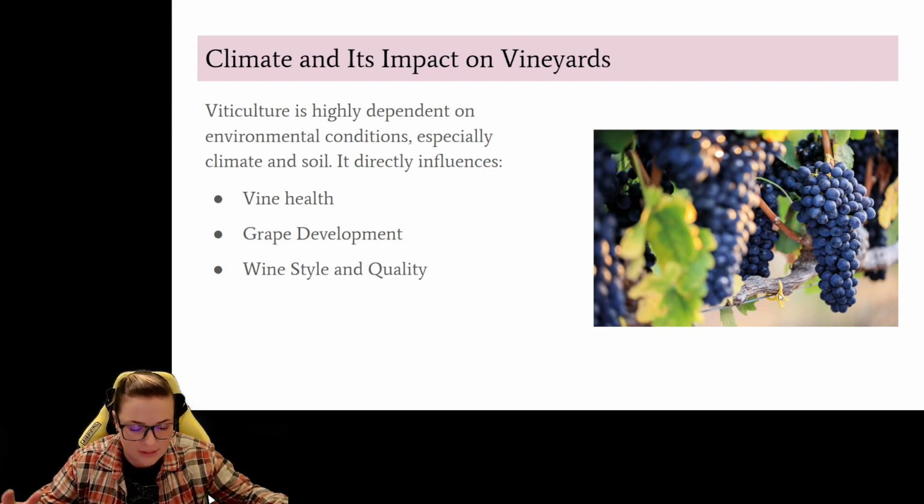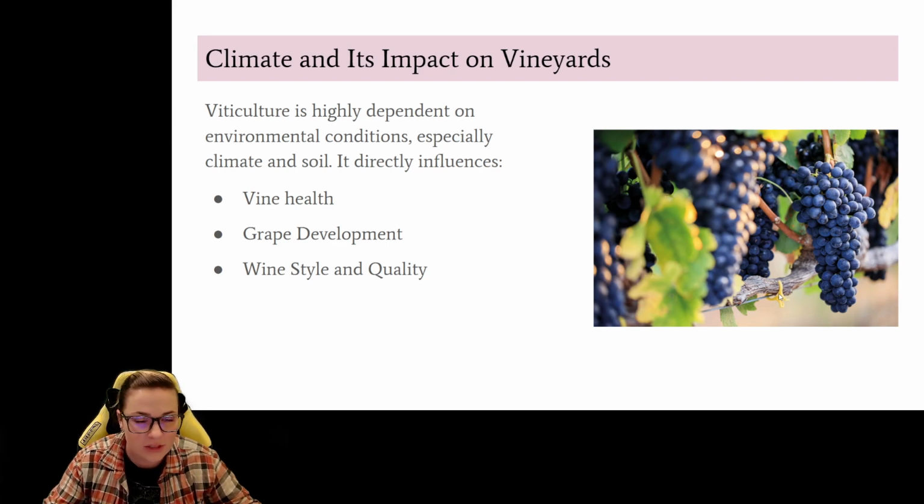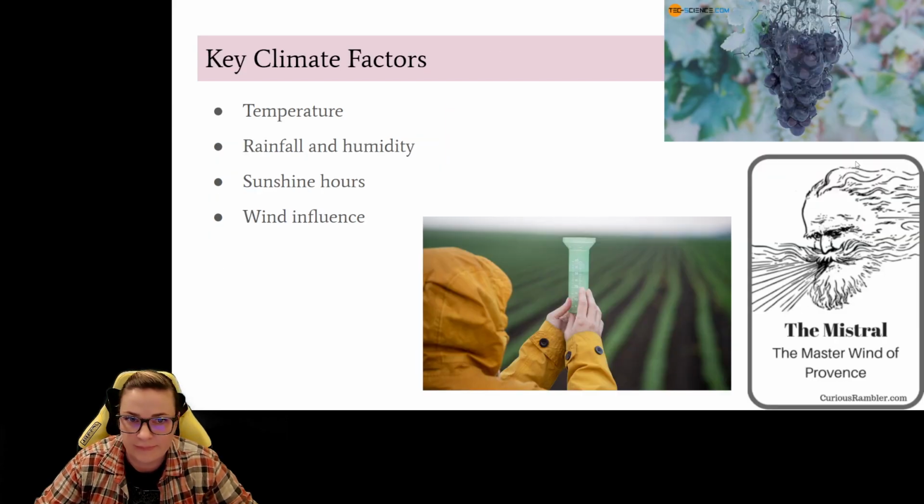Okay, so climate's impact on vineyards, right? Viticulture is highly dependent on environmental conditions, right? Makes sense. The plants that we produce, if you have a green thumb, you'll know that, whether it's a rainy day, a sunny day, or if you get hit by a hail or an early freeze, all these things directly impact what we're trying to grow or what grows naturally in our area, right? So this directly affects, for viticulture, the health of the vine, the grape development, but also the wine style and quality as well. So all really important things for the wine industry, right?